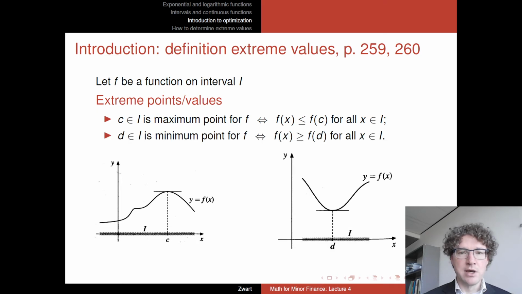Similarly, the point D on this right-hand side figure is the minimum point for f, because for all other points within this interval, for an x that's not D but within the interval, the function value is at least as high as the function value at D itself. That's what's called the minimum of this function f on this particular interval. So that makes sense, I suppose. It sounds intuitive.